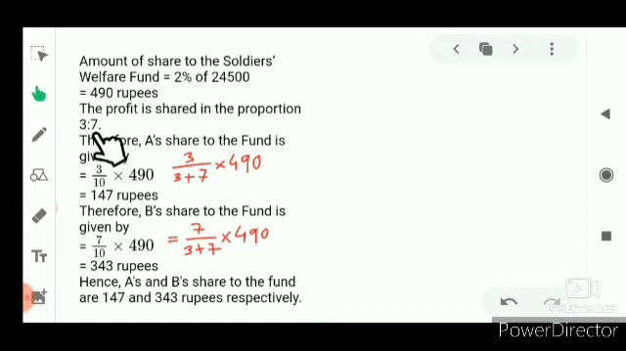Now person B's share is 7x. So 7 upon 3 plus 7 into the total amount given to the Soldiers' Welfare Fund. 3 plus 7 is 10, so 7 upon 10 into 490 is 343 rupees. So B's share is 343 rupees. Let's see another question.